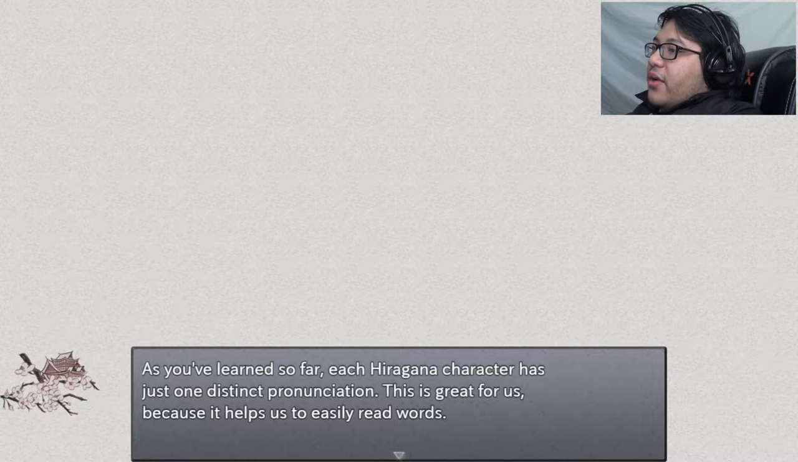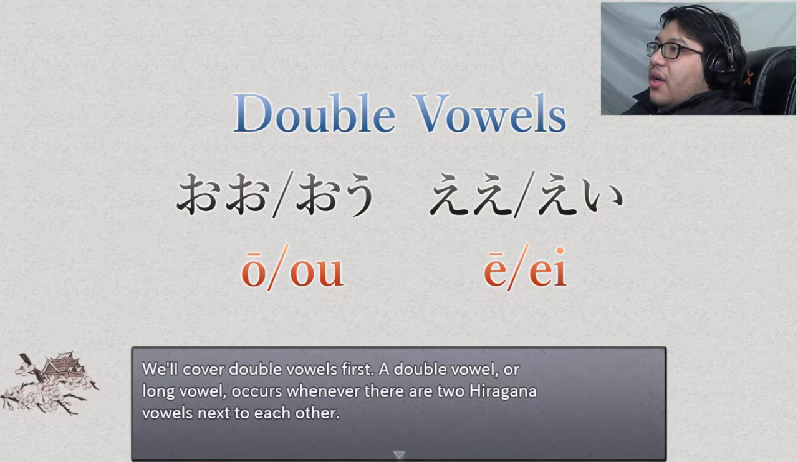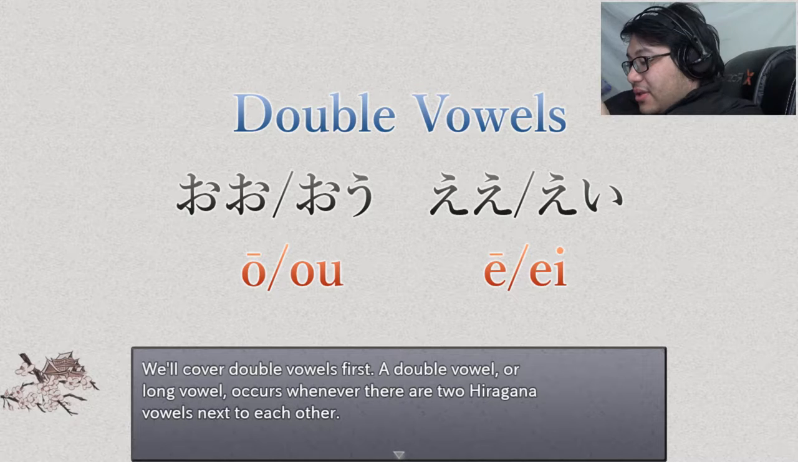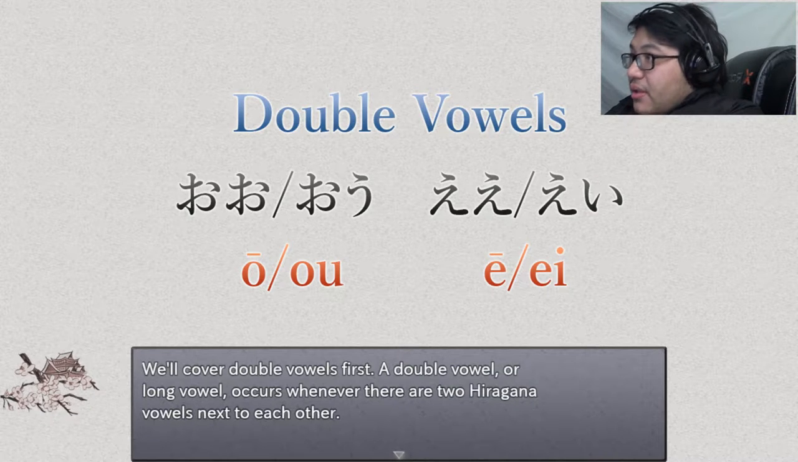As you've learned so far, each hiragana character has just one distinct pronunciation. This is great for us because it helps us to easily read words. Oh, really? There are a couple of little rules to keep in mind, and these come into play when we see double vowels and double consonants. Oh, good God. What the frack is this? We'll cover double vowels first. Okay, I guess this is a new lesson of double vowels. Holy crap. Double vowels. What the frack is this? Huh. Alright. Well, time to do this, I guess.